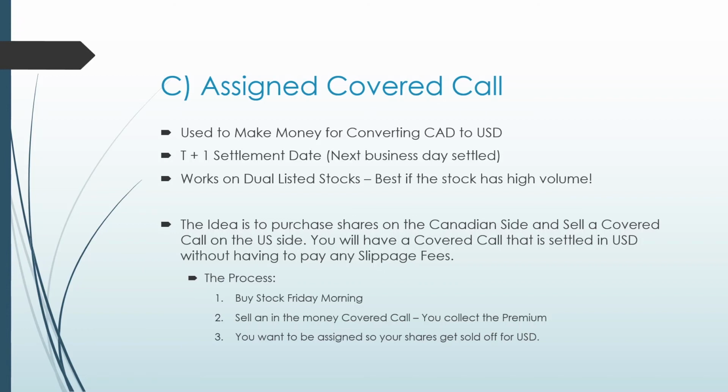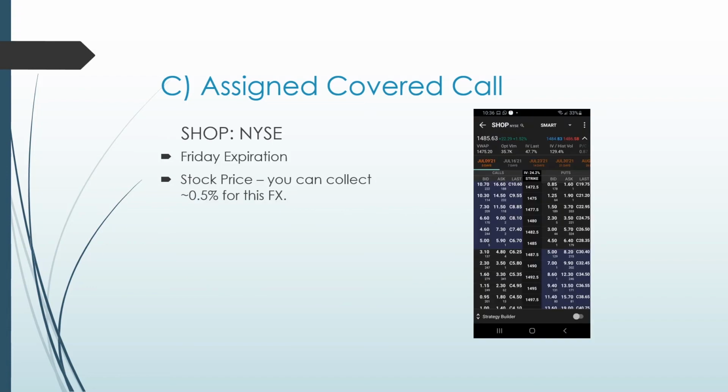So a high-level overview of the process. You buy the stock on the Canadian side on the Friday morning, and you immediately open up a covered call on the US side. You collect the premium, and you wait for the end-of-day assignment. So as you can see, it's quite easy to collect a small amount. It's quite easy to collect 1 to 2% on your actual conversion. So I'll go over assigned covered calls briefly.